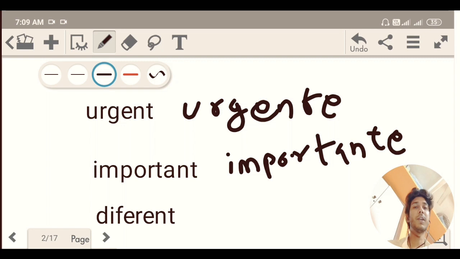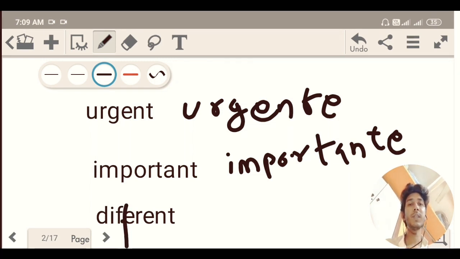And there is another word, different. In Spanish, it is going to be diferente.